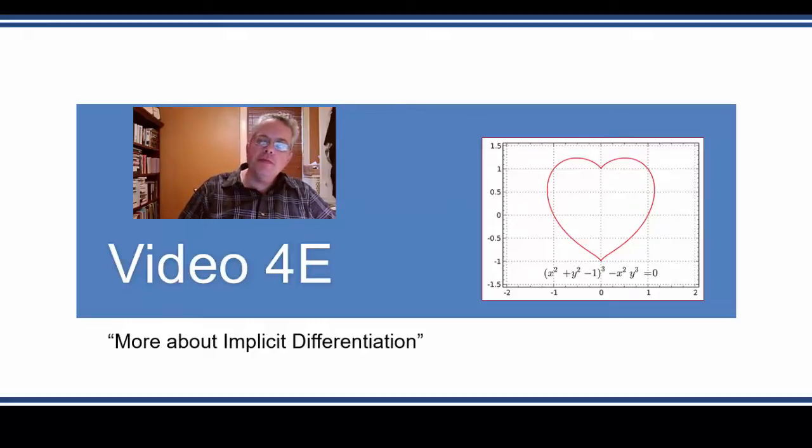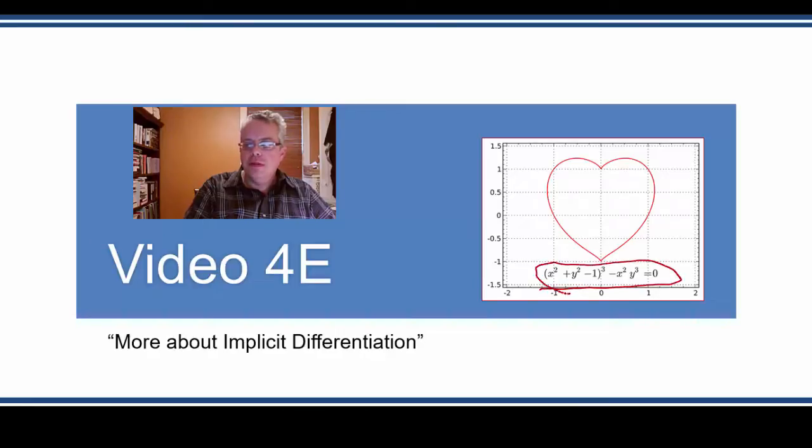Remember, implicit differentiation is a technique for finding derivatives when you're not given an explicit formula for y. It's for when you don't have a formula like y equals x squared or y equals sine of x. Instead, you have a function defined by an equation, like here for this heart-shaped graph. Once you get the hang of this, it goes the same way every time.